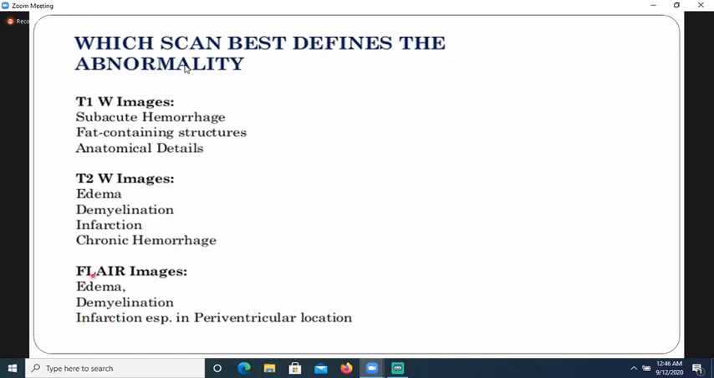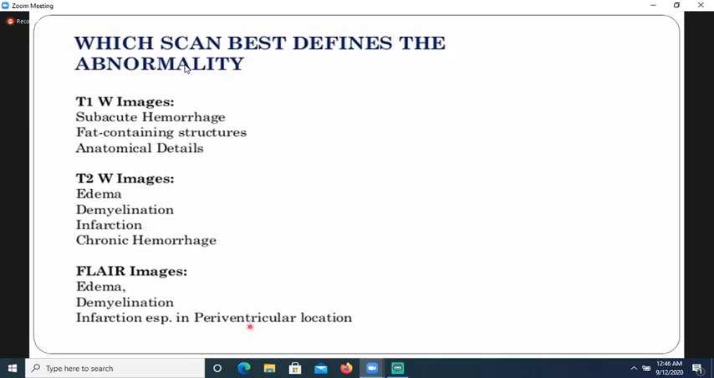Then the FLAIR images show edema, demyelination, and infarction, which are in the periventricular region. Because when the infarction is in the periventricular region, it appears high on T2 weighted image, and the CSF is also high. So sometimes these cannot be properly identified. But in case of the FLAIR images, because CSF is suppressed, meaning signals from the CSF cancel, the infarction in the periventricular region appears bright. So they are easily picked up on the FLAIR images.